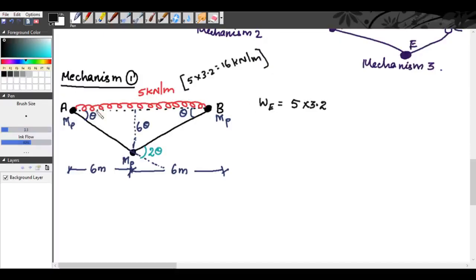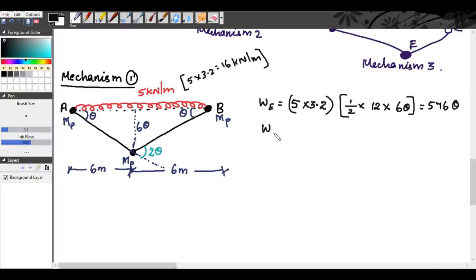So the load multiplied by this distance. Sorry, this is the intensity, right? So 5 into 3.2 is the intensity, that is 16 kilonewton per meter, multiplied by the area under the load. What is the area under the load? Half into base. Base is AB, so AB is 12, multiplied by height. Height is 6 theta. So the external work done is 576 theta.